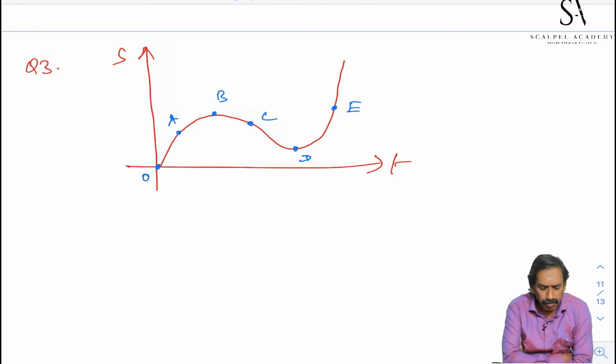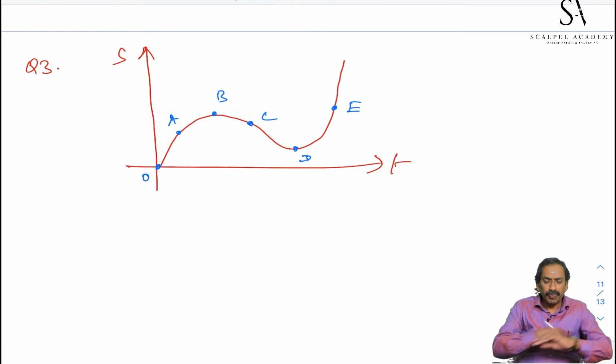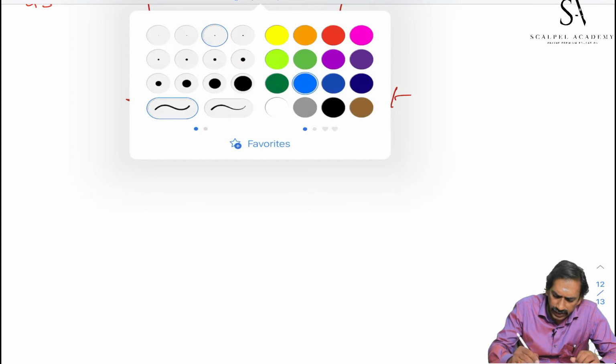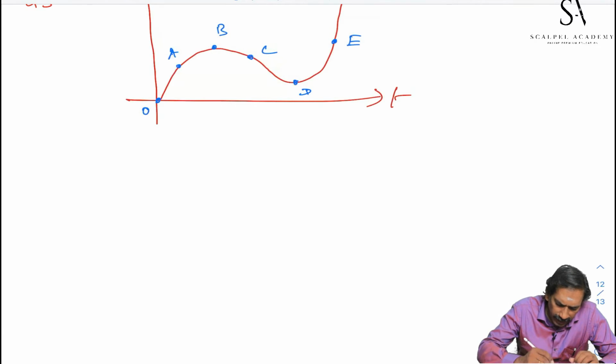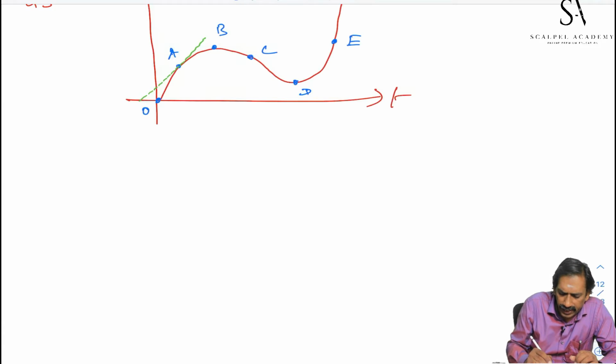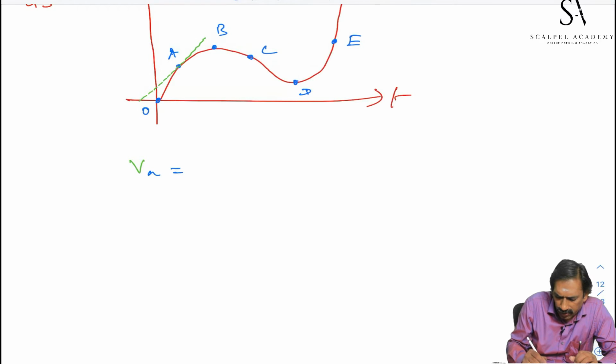Look at the point A. Slope of a stick graph gives velocity. If you draw a tangent at A, that tangent makes an angle theta which is less than 90 degrees. So, velocity at A is positive.